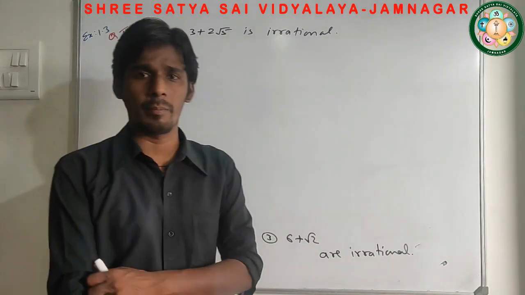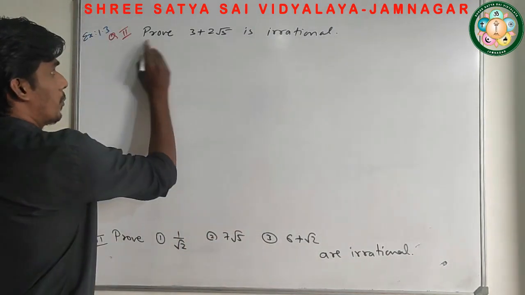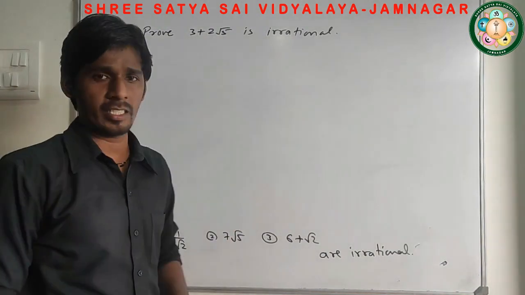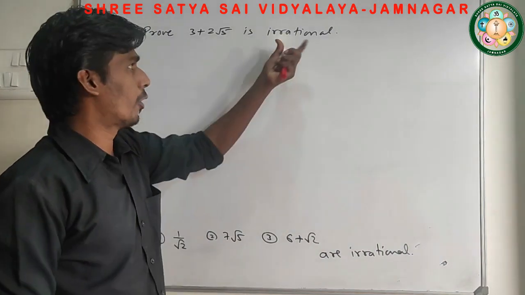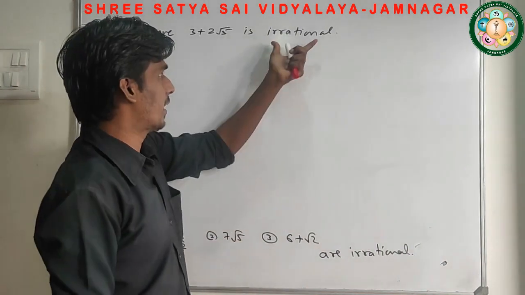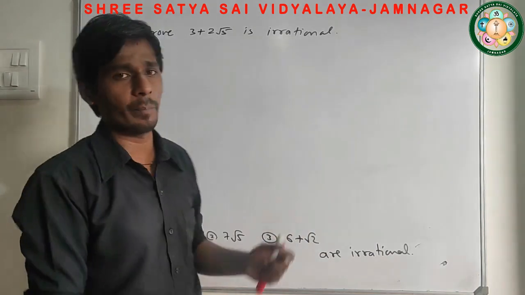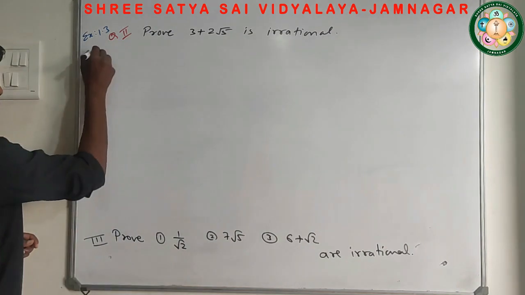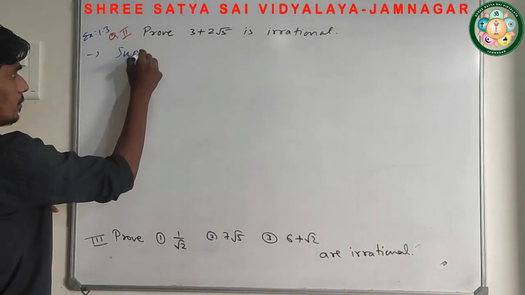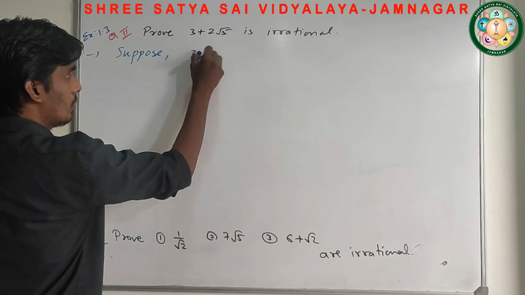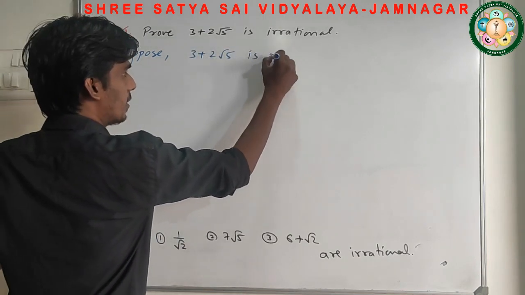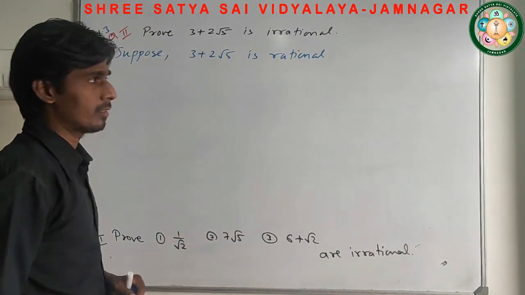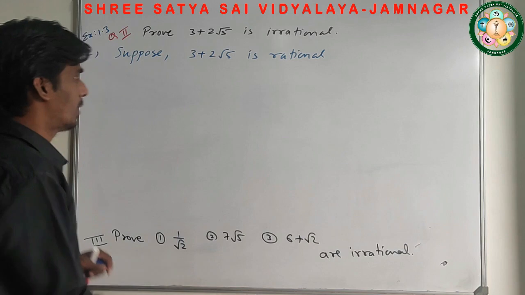Example 1.3, question number 2. Prove that 3 plus 2 root 5 is an irrational number. Now to prove this as irrational number, so again the method is same. We are going to use its opposite statement. Here it is irrational. So I am going to suppose this number is what? Rational. And then I am going to prove it incorrect. So let's start. So suppose 3 plus 2 root 5 is rational, and if it is a rational number, then definitely its p by q form is possible.